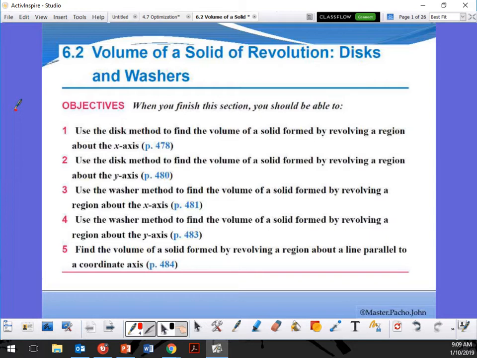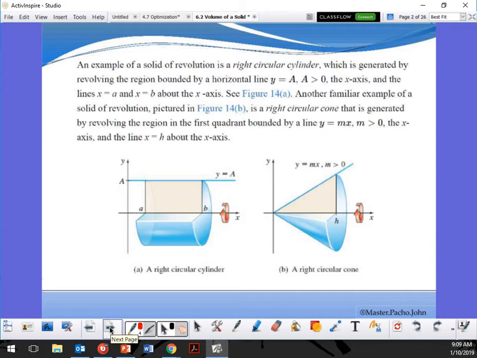Okay, so I'm going to try and go through this as quickly as I can, without losing anyone. We're going to do volume, so we're rotating around the x-axis, y-axis, and lines that are parallel or perpendicular to the x-axis.